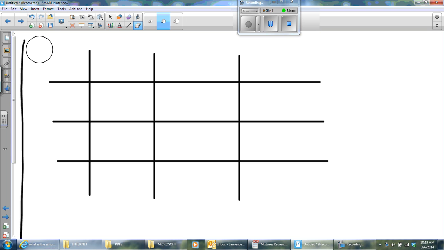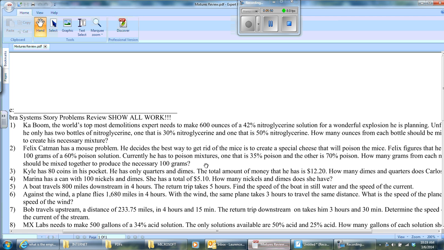There's my chart all ready to go, but you don't know what the problem is, so we better go ahead and read it. Whole problem. There we go. All right, we're going to do problem number 4. Lorena has a can with 100 nickels and dimes. She has a total of $5.10. How many nickels and dimes does she have?